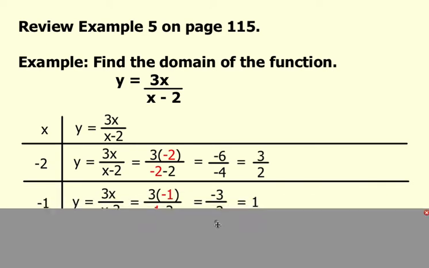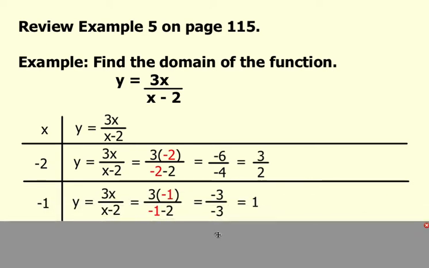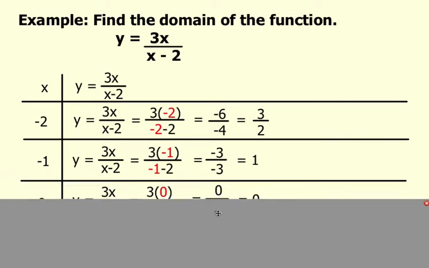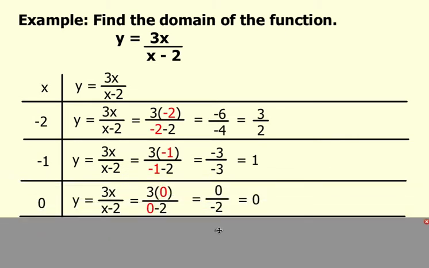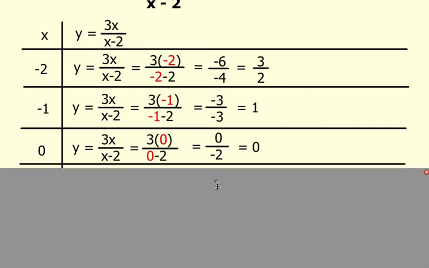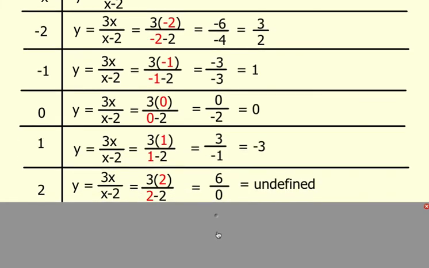If I continue to try other x values, such as -1, according to the work here, my output, otherwise known as my y value, or my range, is 1. If we continue with another x value, such as 0, your output, your range, your y value, those are all synonyms, is 0.